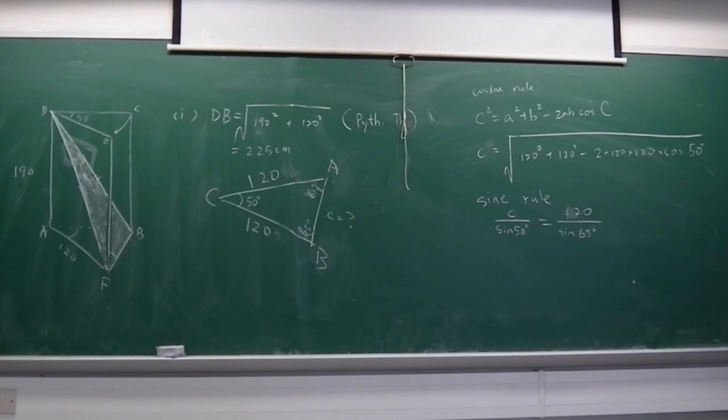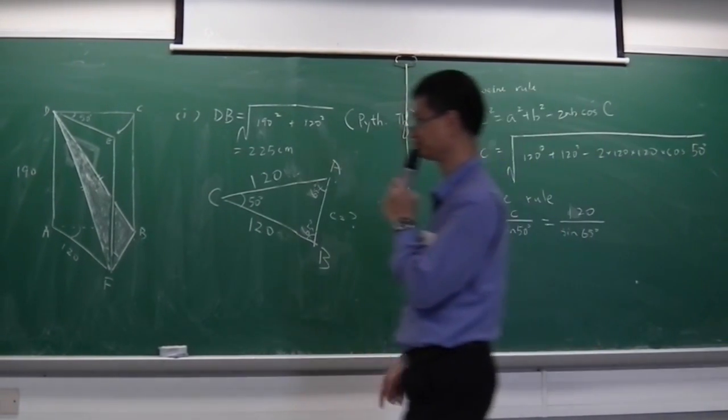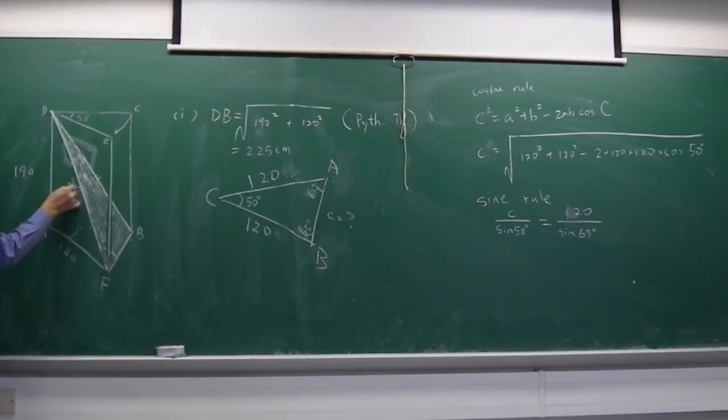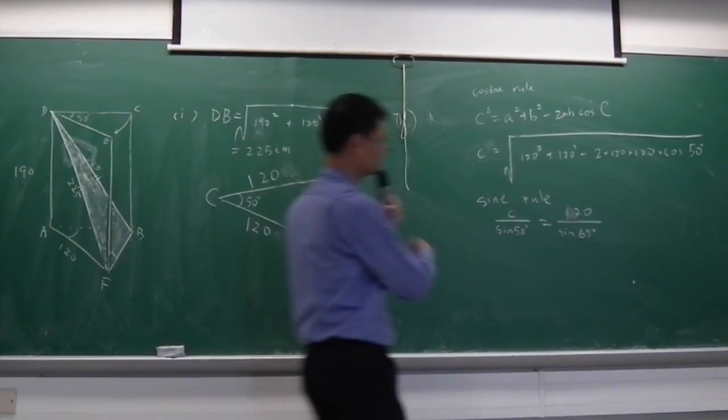Is it okay? It's okay. Now, that side is 225 cm. This side is also 225 cm. And BM, the length of BM, is calculated in part B.